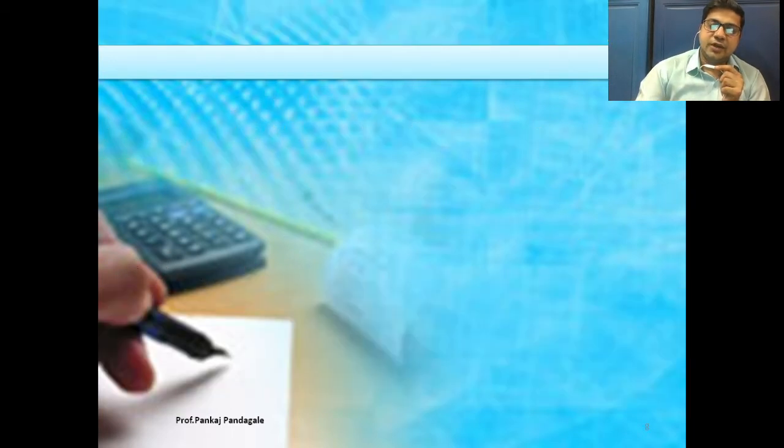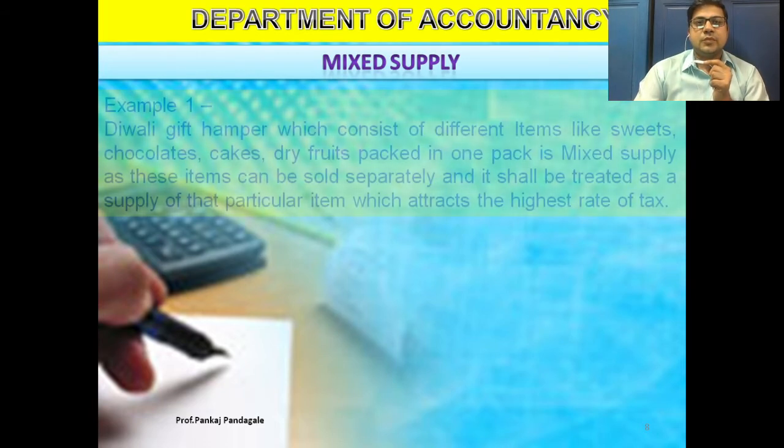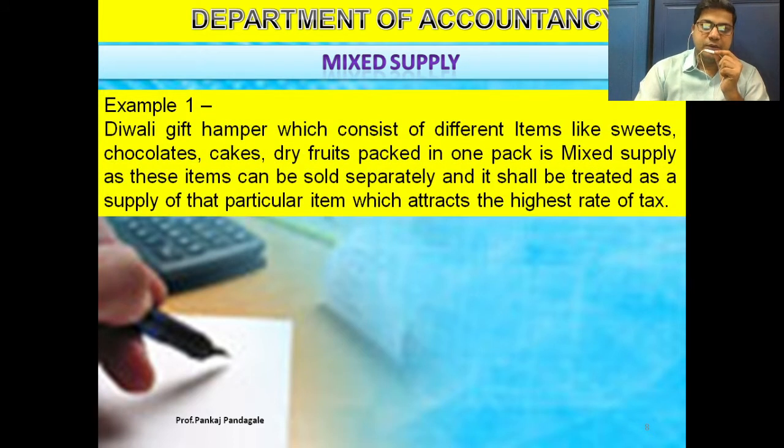Now let us discuss the mixed supply examples. A Diwali gift hamper, which consists of different items like sweets, chocolates, cakes, dry fruits, packed in one pack, is a mixed supply, and it shall be treated as a supply of that particular item which attracts the highest rate of tax.